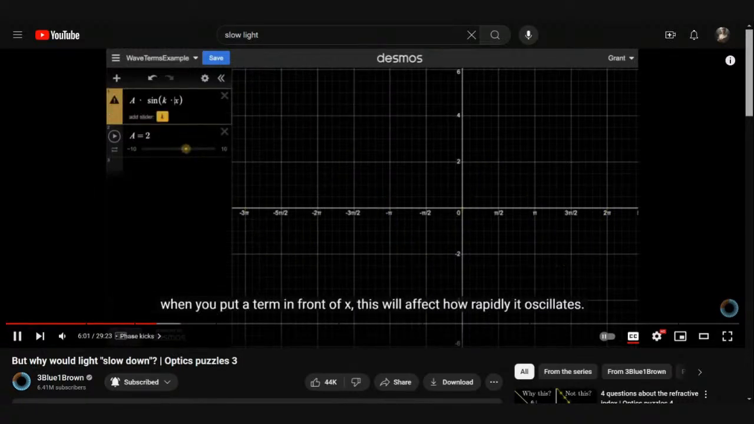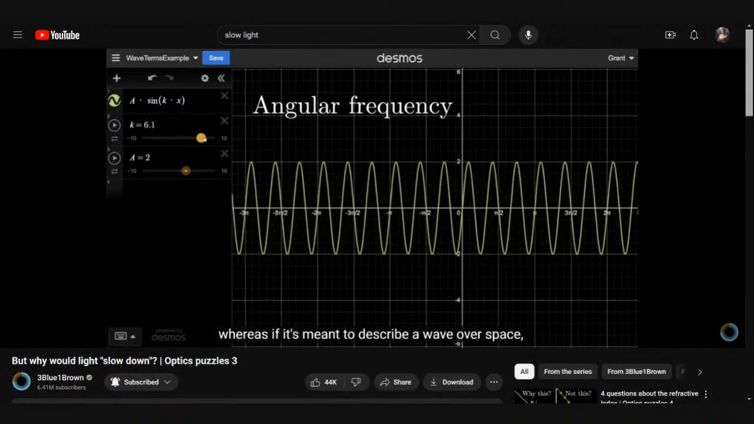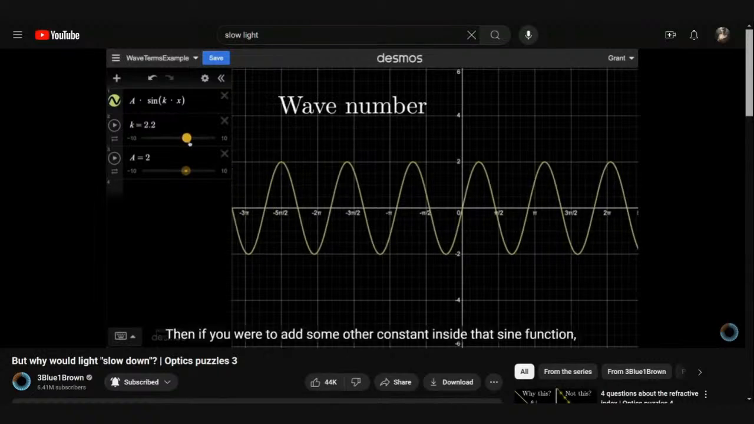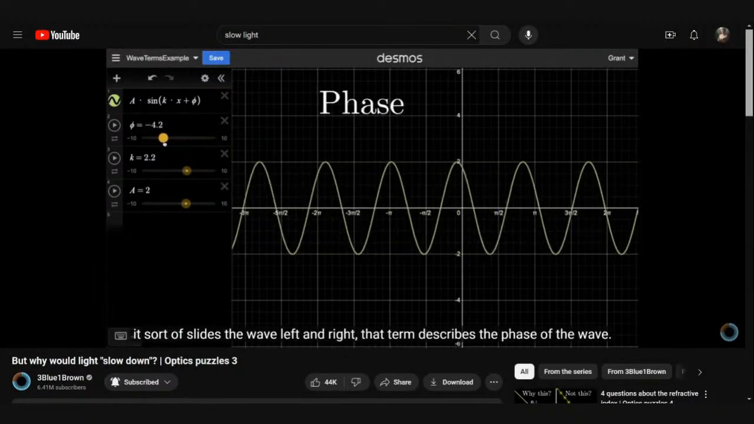amplitude. When you put a term in front of x, this will affect how rapidly it oscillates. If this is meant to describe a wave over time, that term would be called the angular frequency, whereas if it's meant to describe a wave over space, that constant would be called the wave number. Then if you were to add some other constant inside that sine function, and notice how as you change what that constant is, it sort of slides the wave left and right, that term describes the phase of the wave.